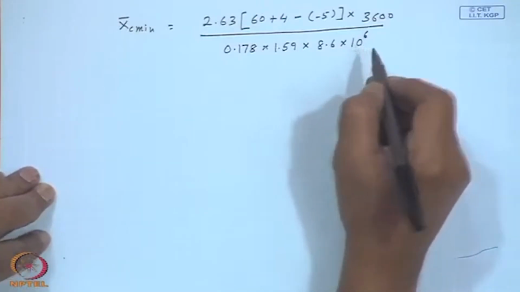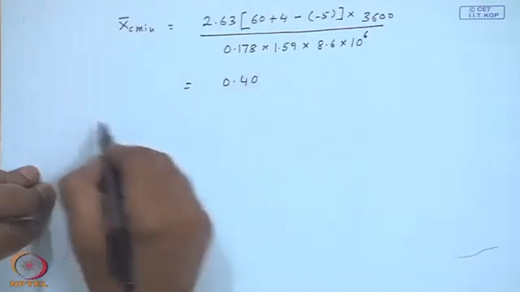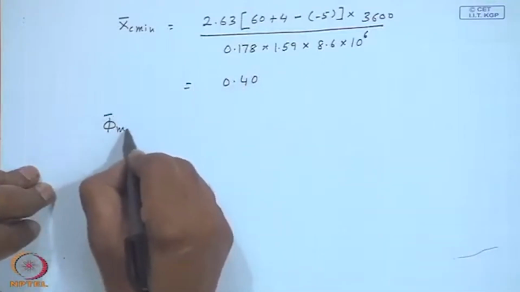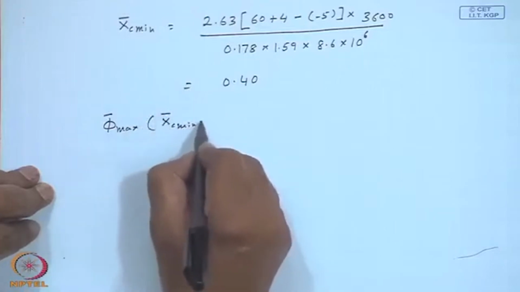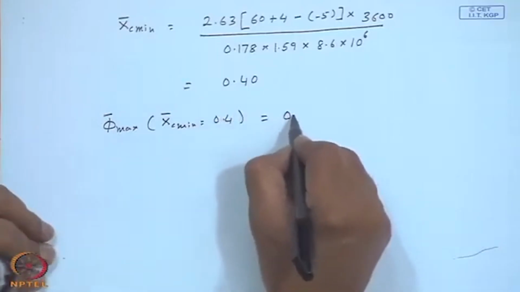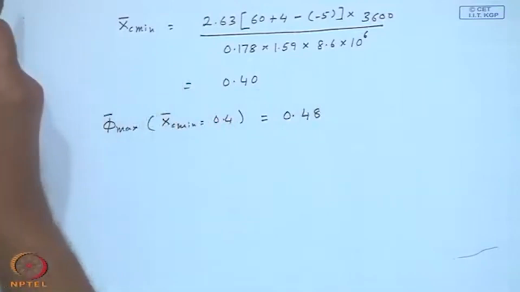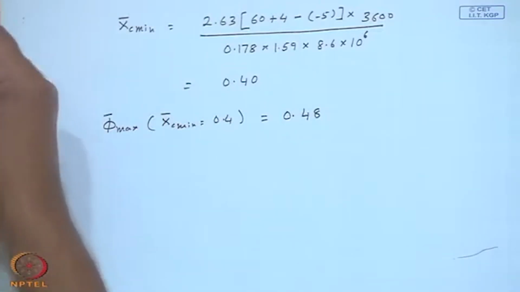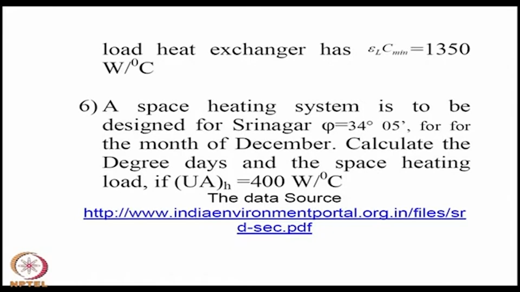So, that is to make it joules, which will be equal to 0.40, and phi bar max corresponding to x c bar minimum equal to 0.4. We have written that relation a number of times, which you can use and come out with the answer of 0.48. So, now the system has a utilizability of 0.48 if you include the heat exchanger to be responsible for a temperature increase in the required minimum energy delivery by 4 degrees.